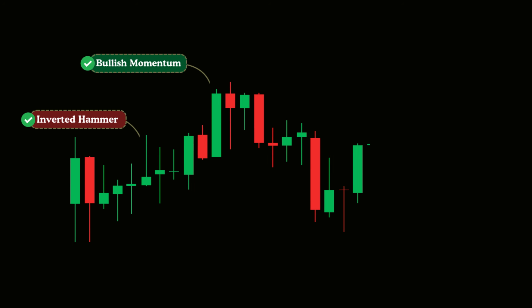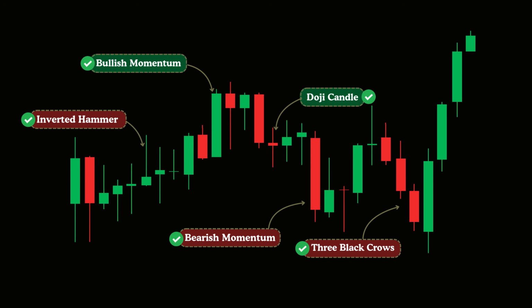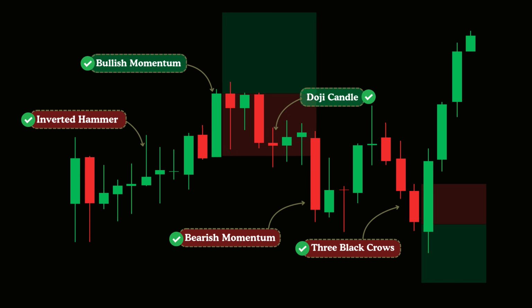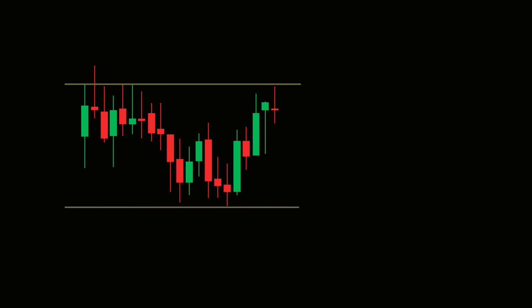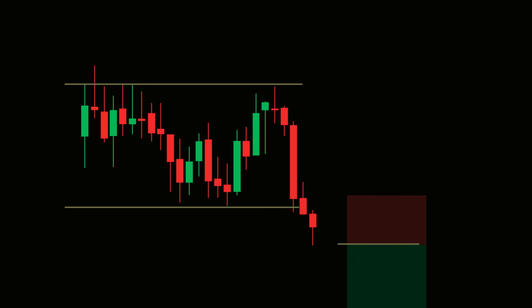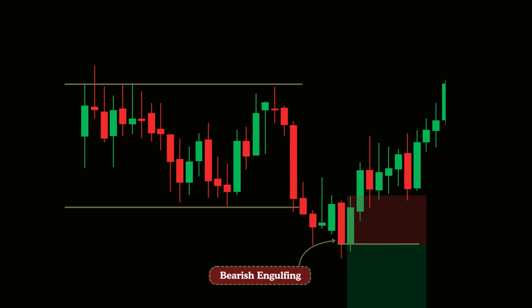Almost every trader watching this video already knows about these candlestick patterns and uses them to take trade entries. However, in most cases, those entries don't work out. For instance, in this chart, the market moves within a range and then breaks below it. The moment you take a short position after spotting a bearish engulfing pattern, the market suddenly reverses, leaving you trapped.